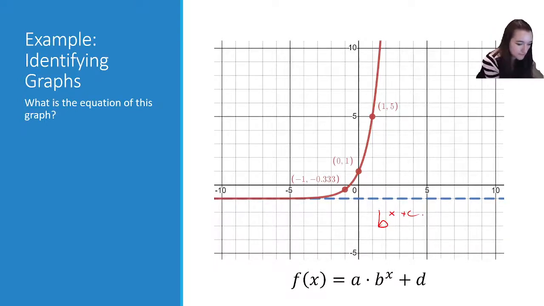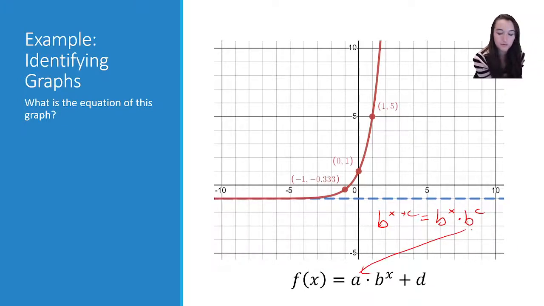b to the x plus c is equal to b to the x times b to the c, using our exponent rules. Well, b to the c can just be contained within a, because b is a number and c is a number. So when trying to solve for an equation, I don't need to think about what c is. I can just house it within the a value. So we simplify it that way.